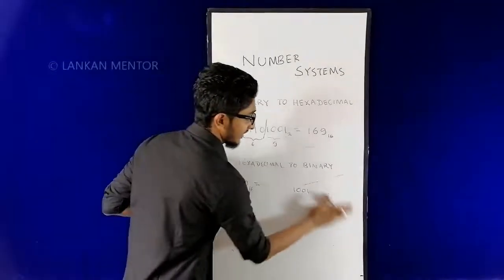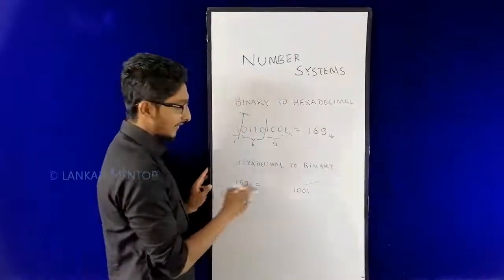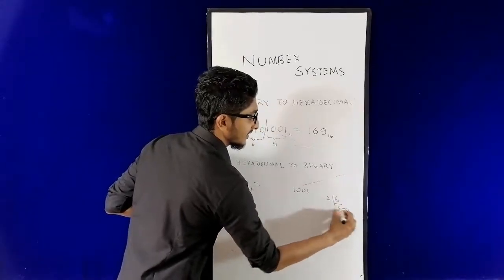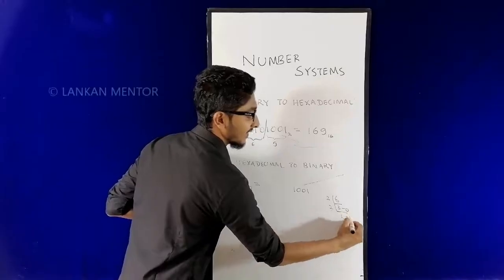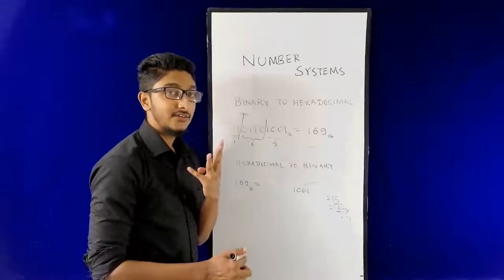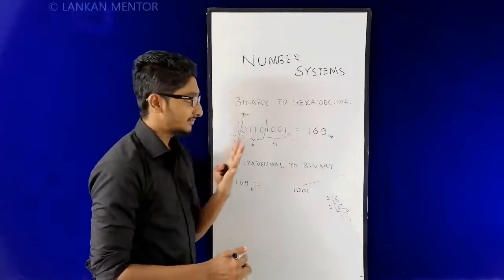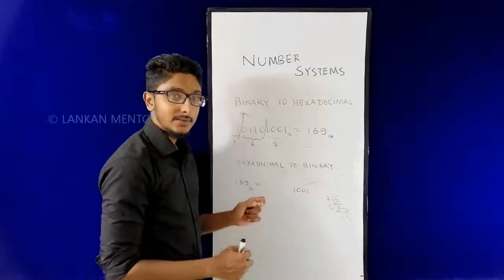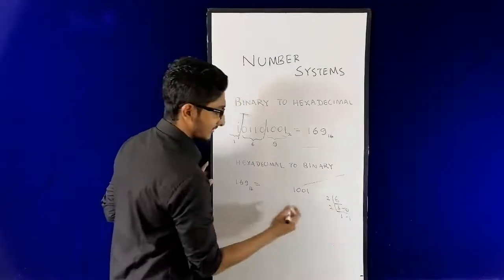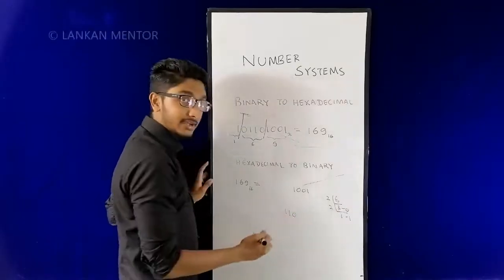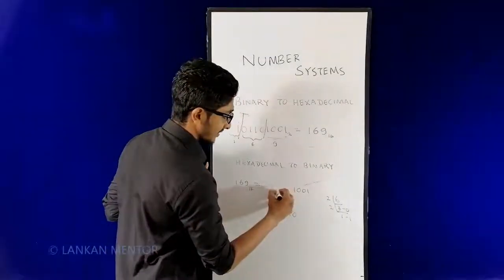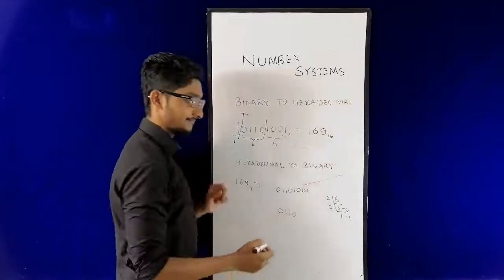Okay? Right. And 6. Find the binary of 6. 6 divided by 2 is 3, no remainder. 3 divided by 2 is 1 and 1 remainder. So 110. 110 is only 3 bits. We have to write it in 4 bits. When you are converting hexadecimal to binary, in this method you have to write in 4 bits. So to make it 4 bits, you put a 0 in front. So 0, 1, 1, 0.